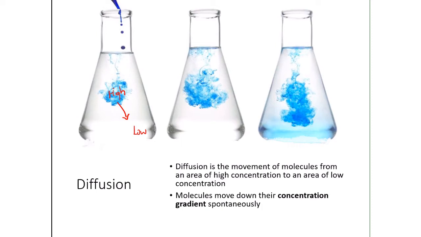Another example of this would be, say you open a bottle of perfume in one corner of the room, and soon you will be able to smell it on the other side of the room, right? That's because the scent in the perfume bottle is very concentrated, and once you open the bottle, the rest of the room has no perfume molecules, and therefore it's considered a low concentration. So things will spontaneously move from high concentration to an area of low concentration. This concept is called diffusion.